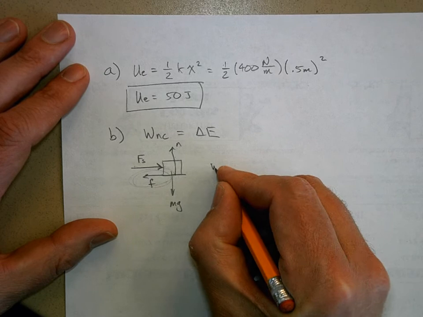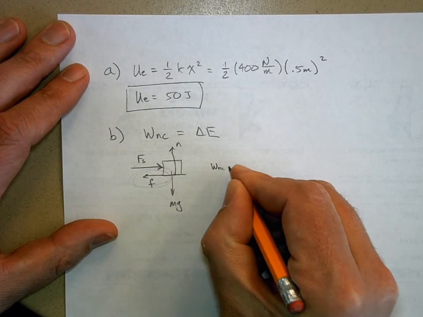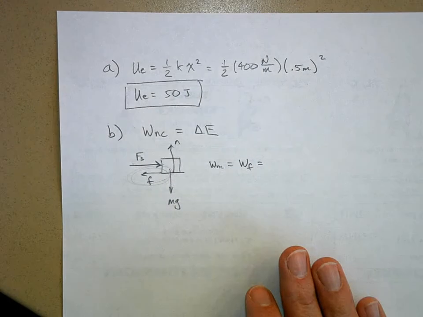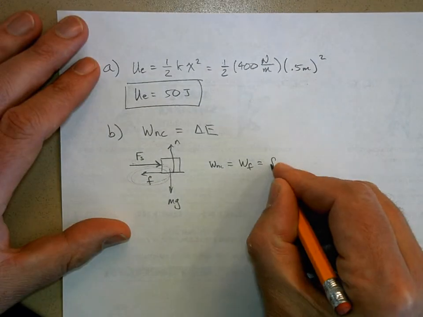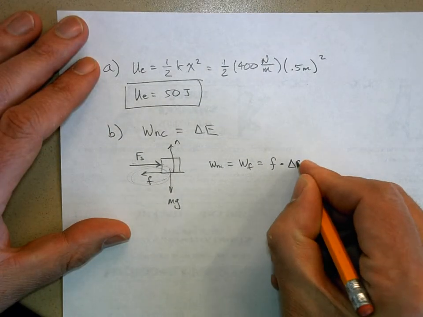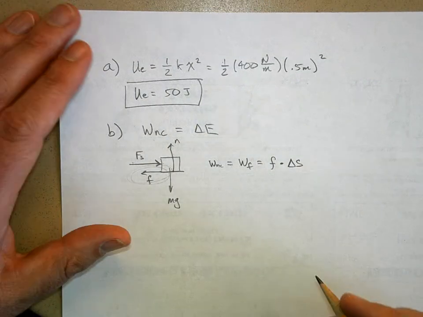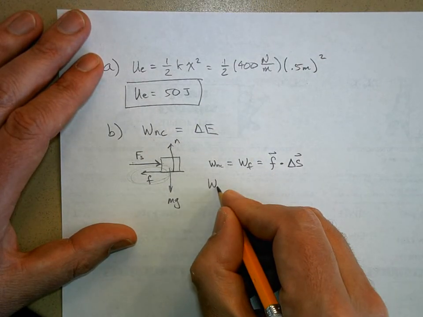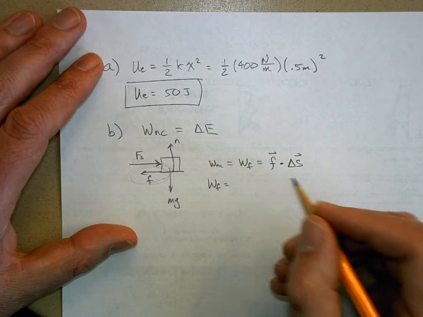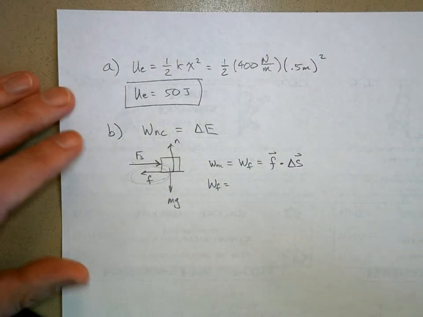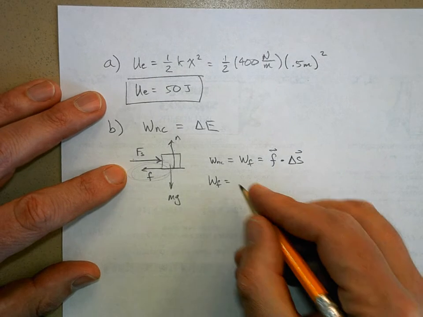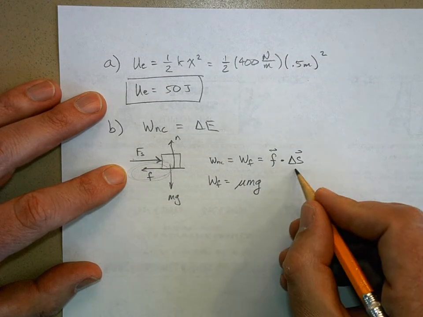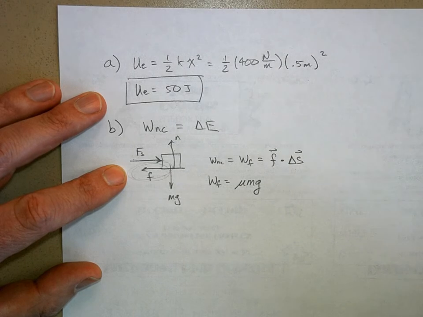So the work done by the non-conservative force is equal to the work done by friction. Well, what is the work done by friction? It's F dot delta S, if you want to get real picky about it. The force of friction is mu times the normal force, so I'll just put mu mg. Now delta S is the 0.5 meters.